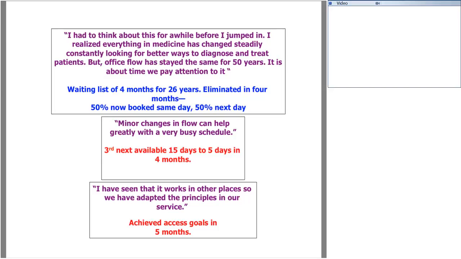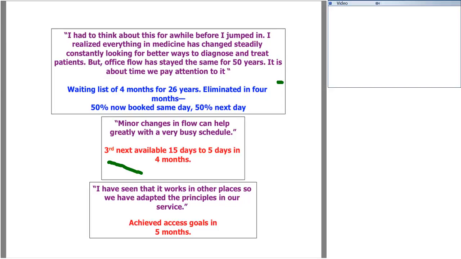Here's another comment by another provider. Minor changes in flow can help greatly with a very busy schedule. And this was a provider whose third next available, as you all know, the anchor measure for delay, was 15 days. So quite a difference from the first comment. It was a 15-day delay here versus a 4-month delay here. But nevertheless, they reduced their delay from 15 days to 5 days. They chose that as an aim, not what we would necessarily recommend for a lot of different reasons.